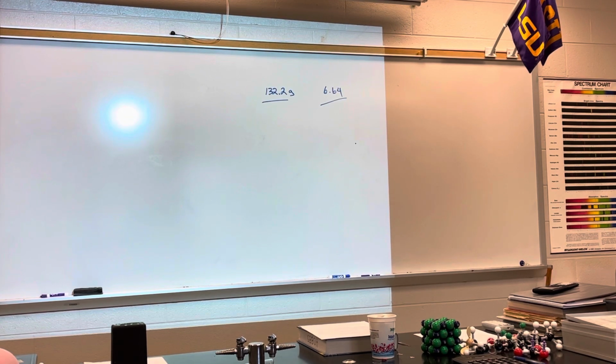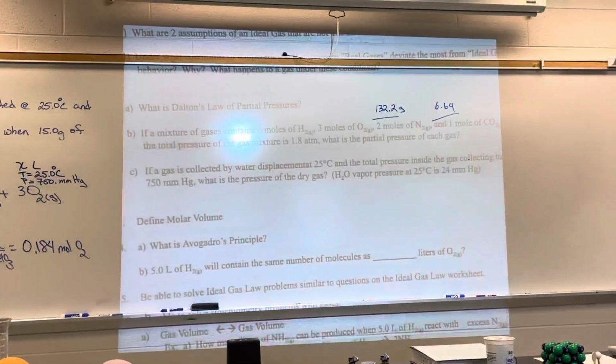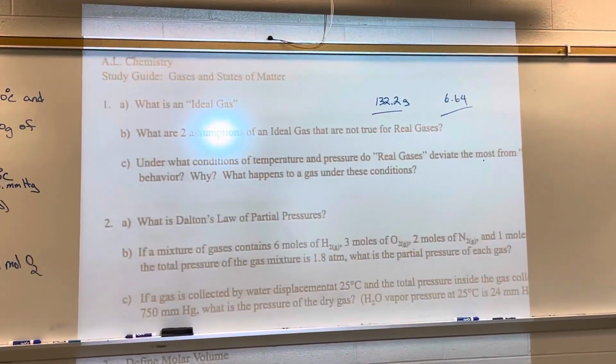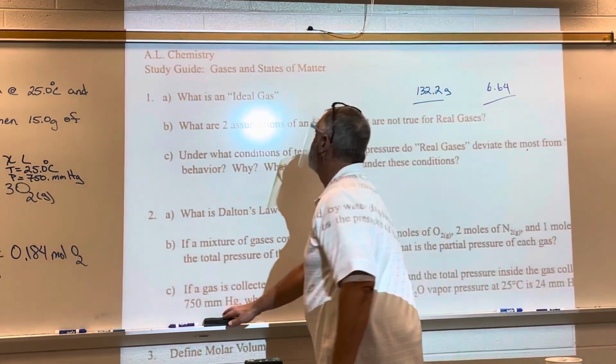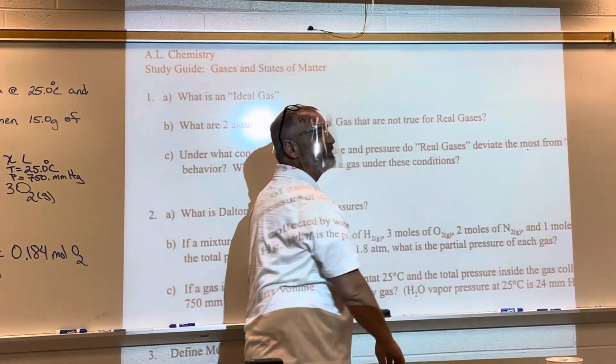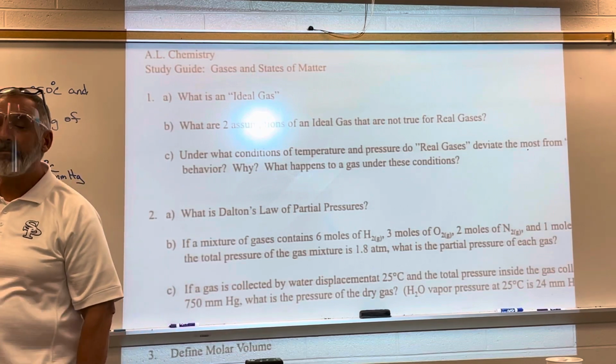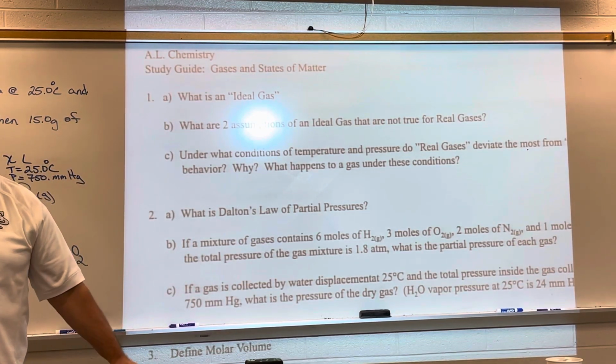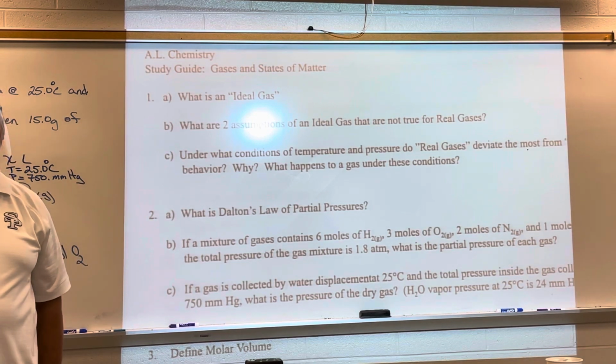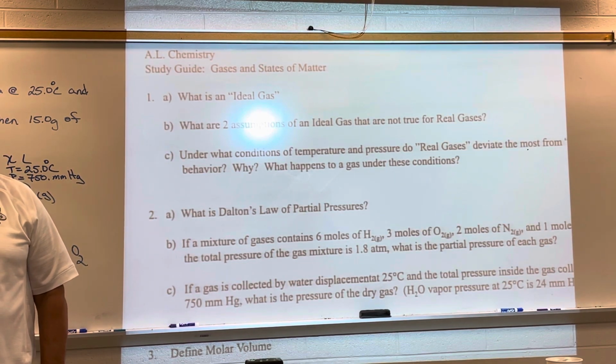What is an ideal gas? So the first question is, what is an ideal gas? Anyone know? What do you think? It's like perfect, like perfect amounts of everything. Everything's perfect.